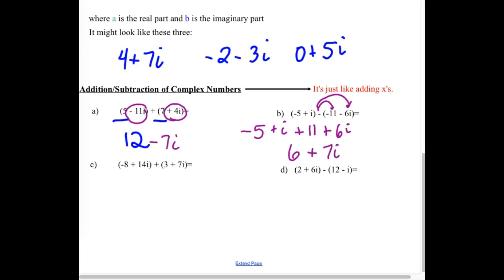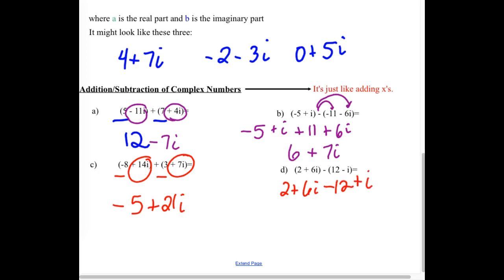All right, checking your work. The real parts should get us a negative 5, and the imaginary parts here would add up to a 21i. Okay, on our second one, we have 2 plus 6i. We're subtracting 12, and we're subtracting a negative, so we're really adding an i. Combining real parts, you should have negative 10, and imaginary parts, a positive 7i.